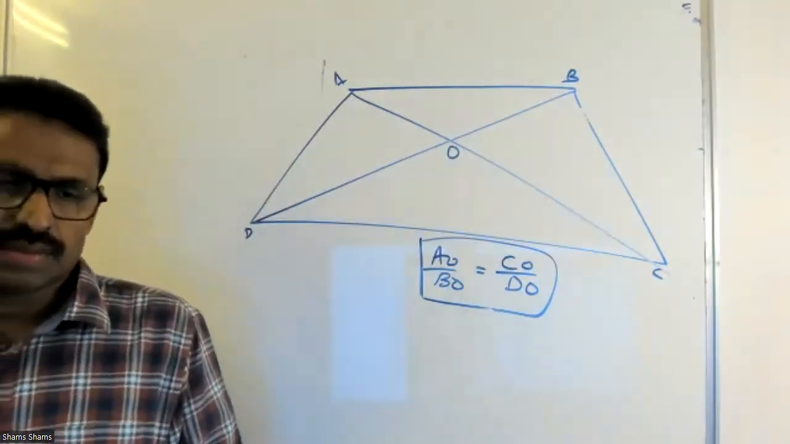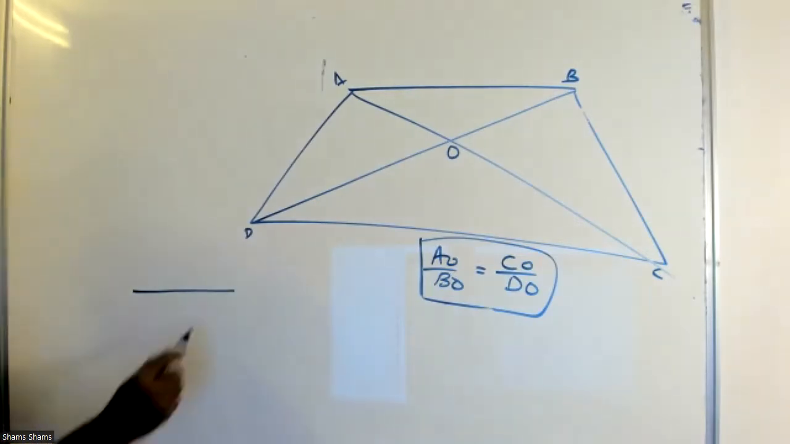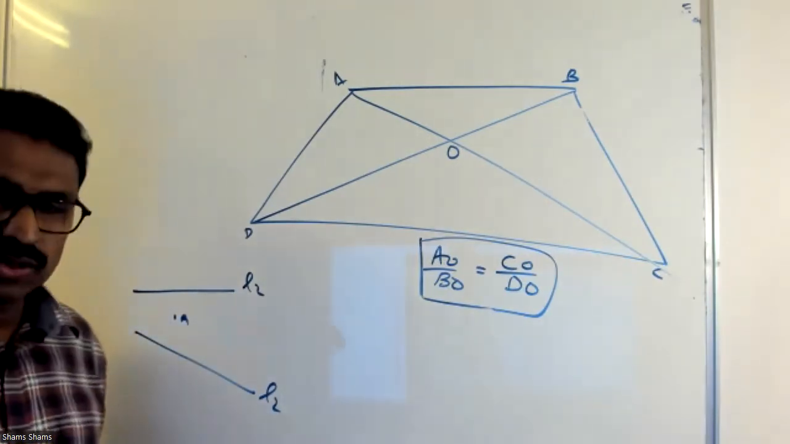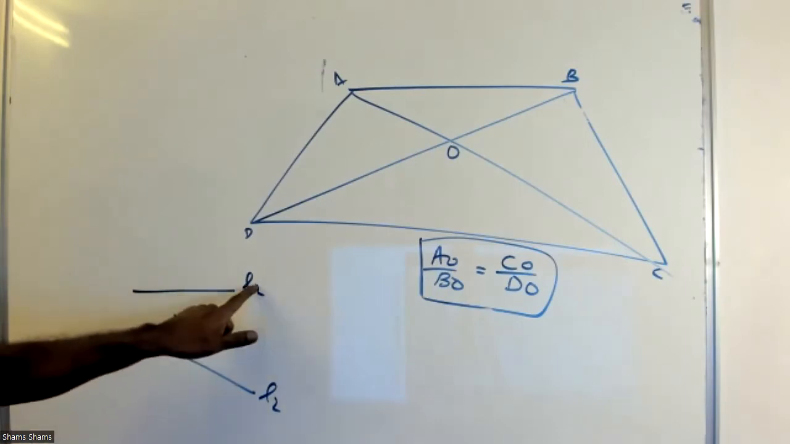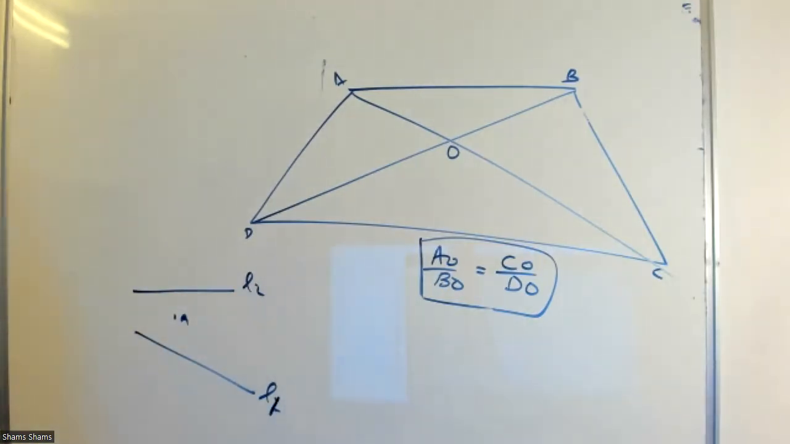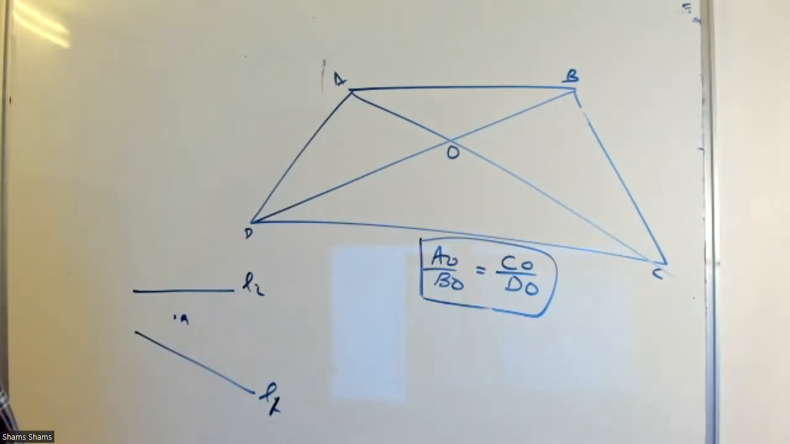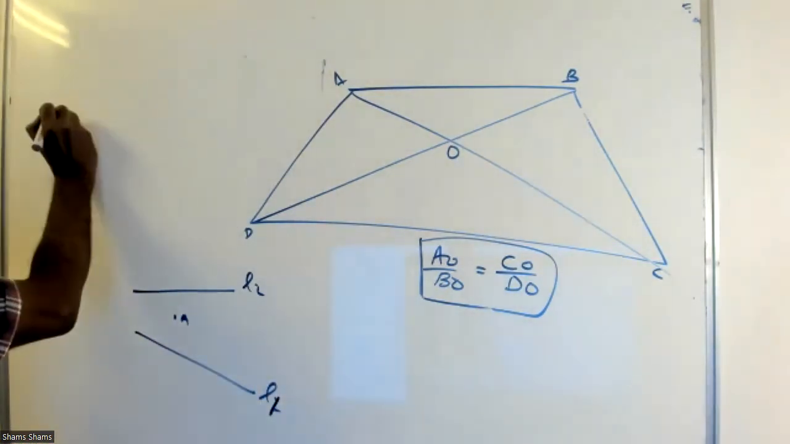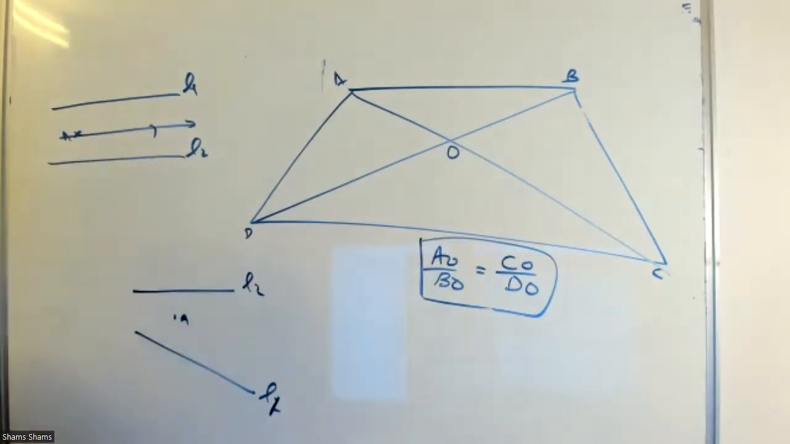Now, my plan, and before that: one line here, L1, another line here, L2, and one point A here. Can I draw a line through A parallel to both L1 and L2? No, sir. I can draw parallel to either L2 or L1, correct or not? If L1 and L2 are parallel, we can draw; otherwise, we cannot. We can draw one line only.